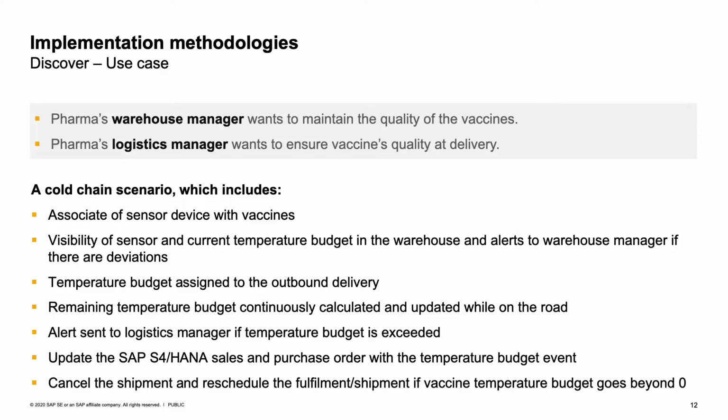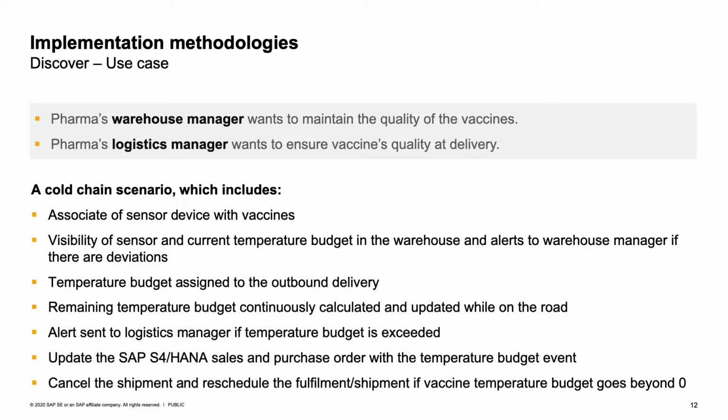So once you have the bigger, high-level understanding, then you can go a little bit deeper in terms of implementations, like in the use case. When you talk about the use case, the first thing you need to think about is the personas. Here, 2 personas you can immediately see. One is the warehouse manager, who wants to maintain the quality of the vaccines when they are in the warehouse. And another persona is the logistics manager, who wants to ensure the vaccine's quality at delivery, right?